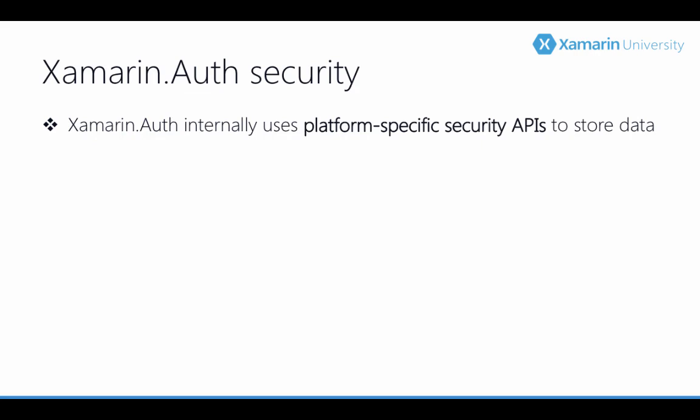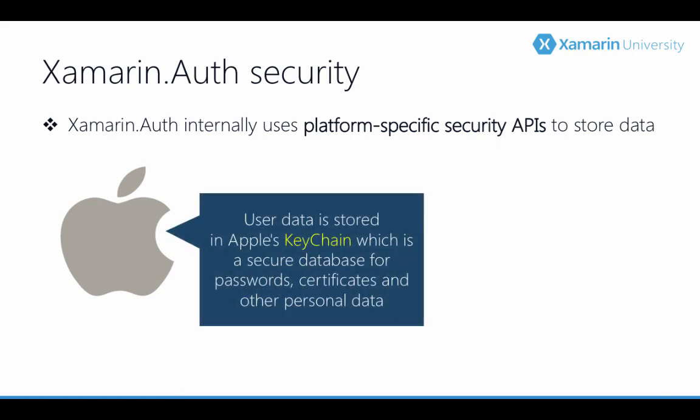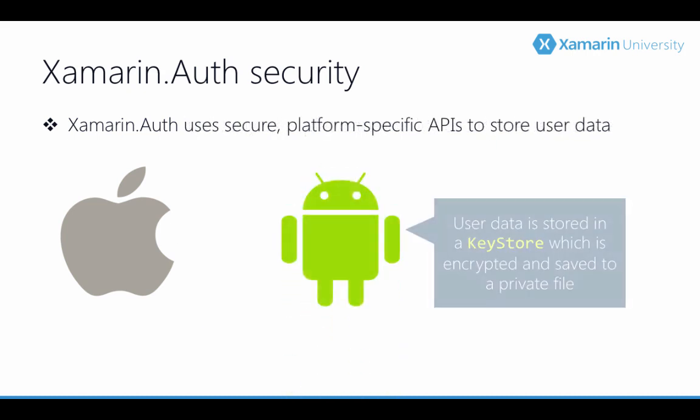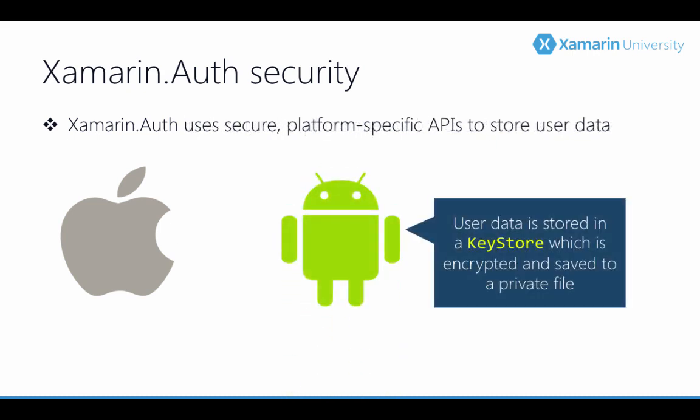Now, Xamarin Auth gives you a clean, platform-independent API, but behind the scenes, it uses each platform's native APIs to store your data. So your code stays simple with very few platform dependencies. So on iOS, Xamarin Auth uses the keychain APIs to store your data. Keychain will encrypt the data and store it securely both on the device and optionally have it backed up to iCloud. On Android, Xamarin Auth uses a key store.